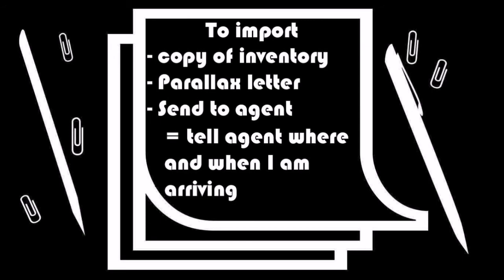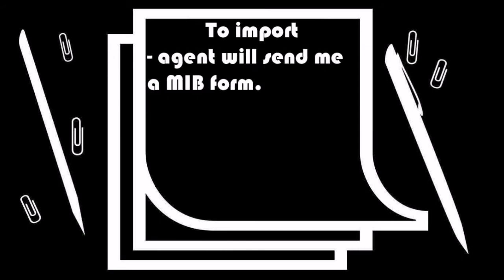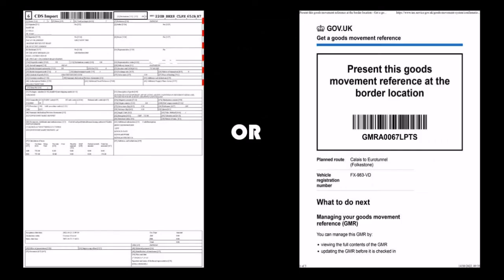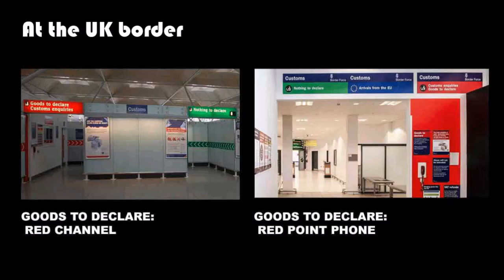Your agent will send you a completed MIB form, which is short for Merchandise in Baggage. It looks like this. When you arrive at the airport or train station, you must go to customs and look for the red channel or the red phone because you are declaring your works. If you can't find it, ask a member of staff.